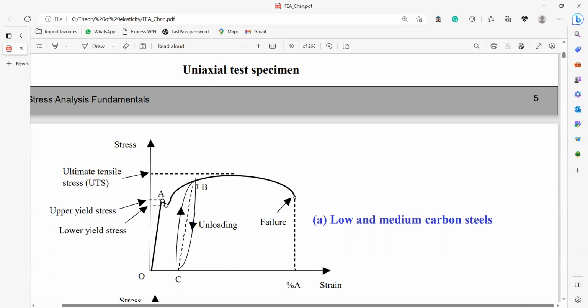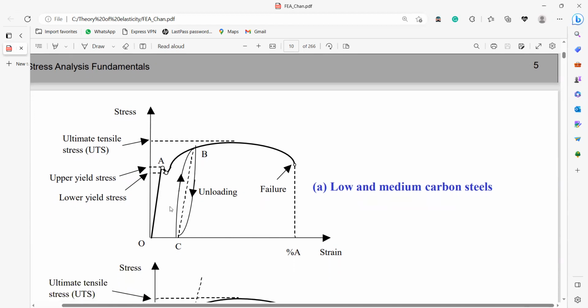Suppose if you unload at point B, you can recover at least a little. This OC is called as plastic strain. There is a damage or there is a plastic strain which you can't recover. Whereas if you had released the force here, it would have been perfectly elastic and it would have reached O. Whereas OC, there is already a plastic strain here.